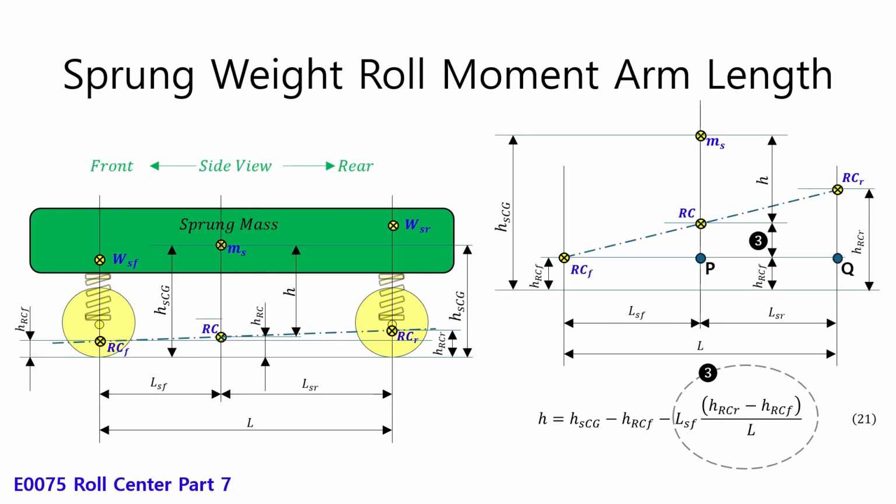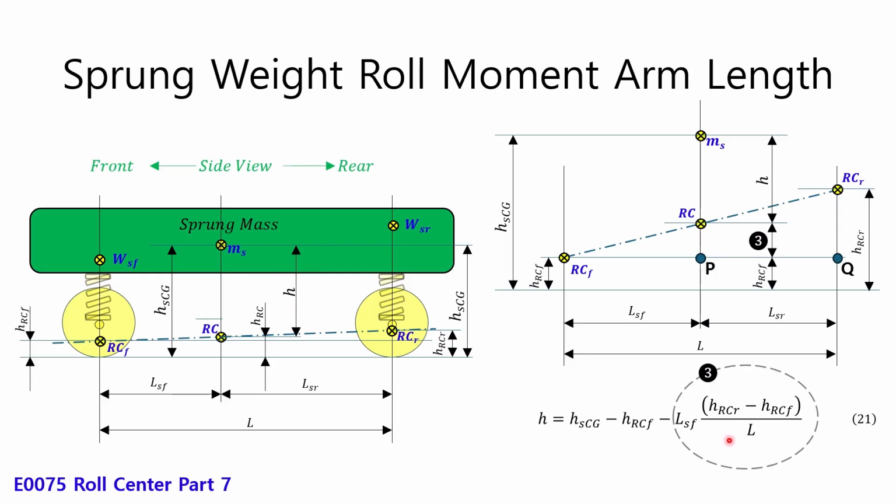This time, we will calculate the sprung weight roll moment arm length. The distance, h, from the roll center height RC to the sprung center of gravity, ms, is that moment arm length. As explained in the previous video, E0075, roll center part 7, the distance h is the moment arm generated by the sprung mass, ms, when it experiences lateral acceleration. The distance h can be found using equation 21.